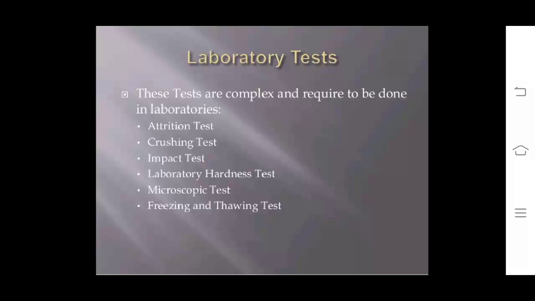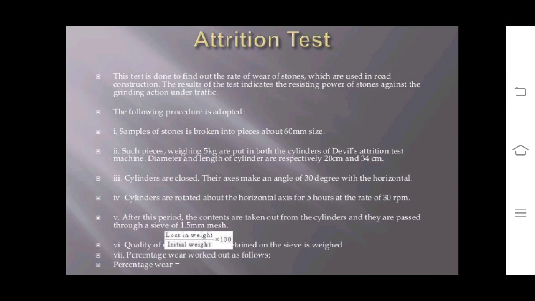Now, after field test, the laboratory tests are conducted on construction stone, such as attrition test, crushing test, impact test, laboratory hardness test, microscopic test, and freezing and thawing test. Attrition test. This test is done to find out the rate of wear of stone which are used in road construction. The result of the test indicates the resisting power of stone against the grinding action under traffic.